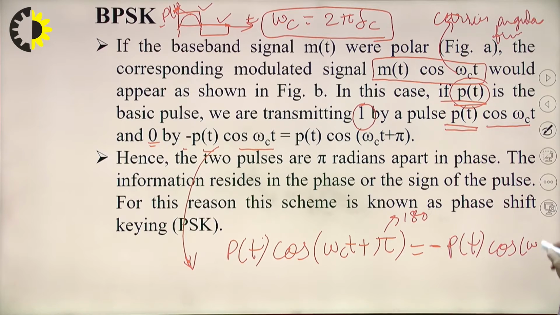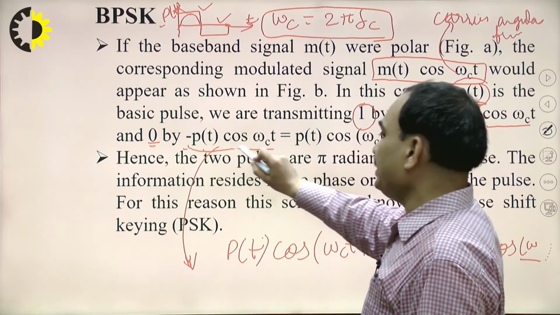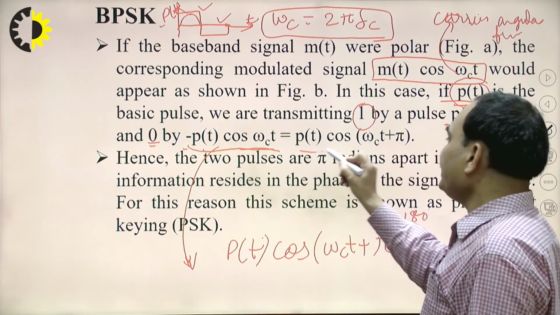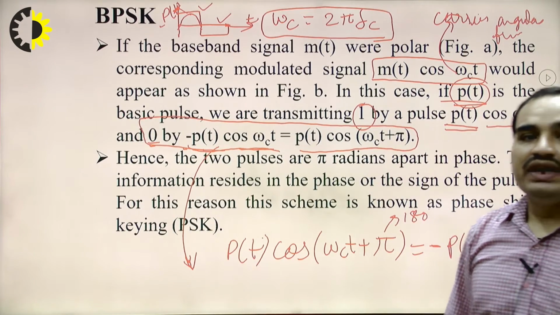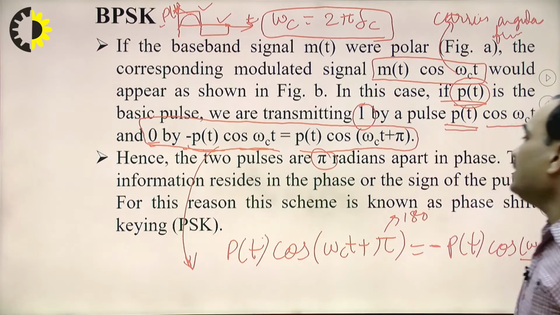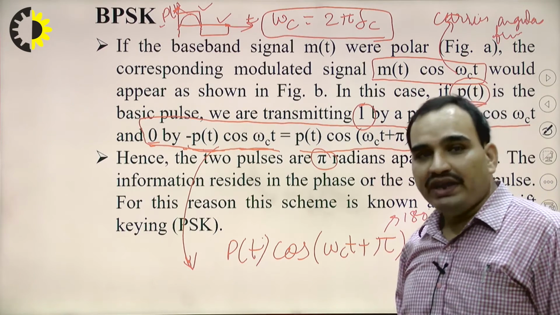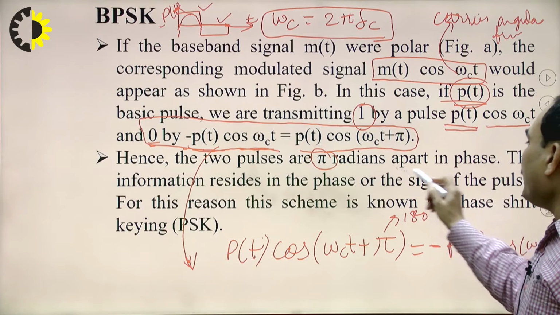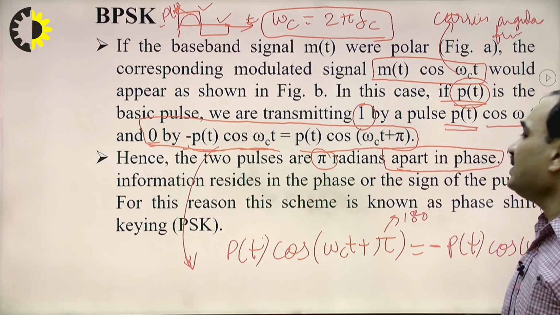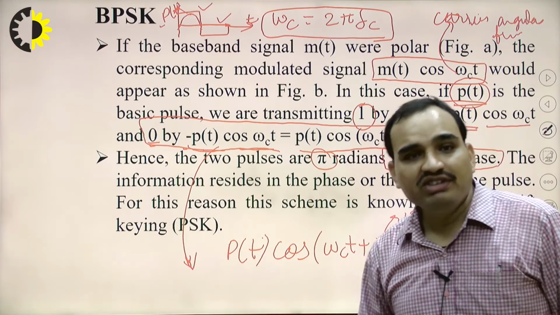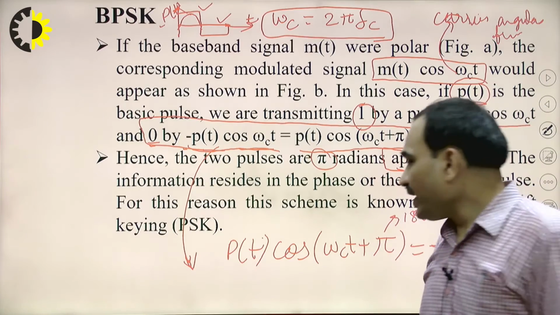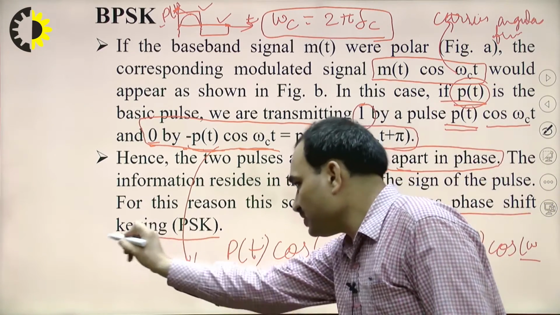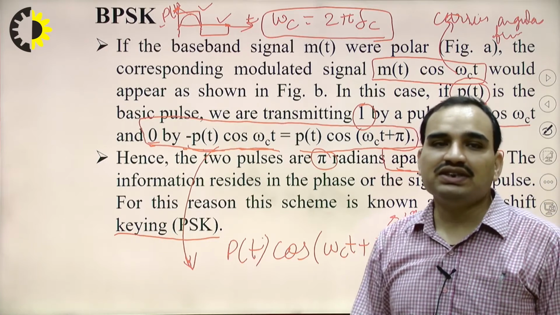The same is written here: minus p(t) cos(omega c t) equals p(t) cos(omega c t plus pi). Hence the two pulses are pi radians, or 180 degrees, apart in phase. So the phase represents our data, 0 or 1. The information resides in the phase or the sign of the pulses. For this reason, this scheme is known as phase shift keying.